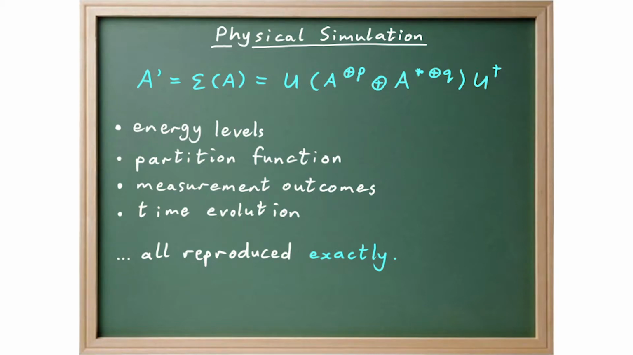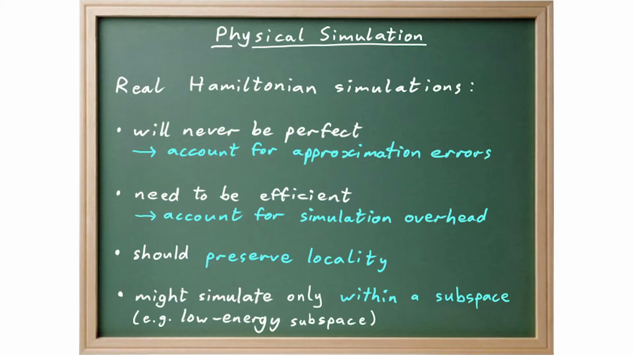Okay, so let me remind you, we started off by saying that we wanted to preserve energy levels, partition functions, measurement outcomes, time evolution, et cetera, et cetera. But I require them all to be reproduced exactly. And that's, of course, very, very strong and too strong, because real Hamiltonian simulations are never perfect.